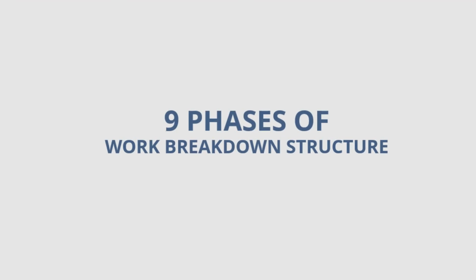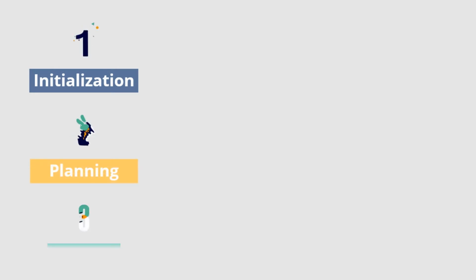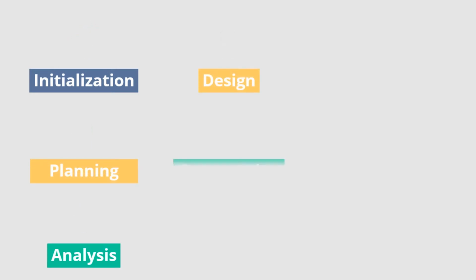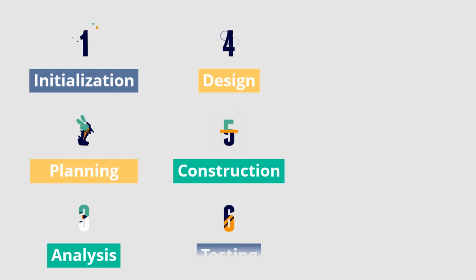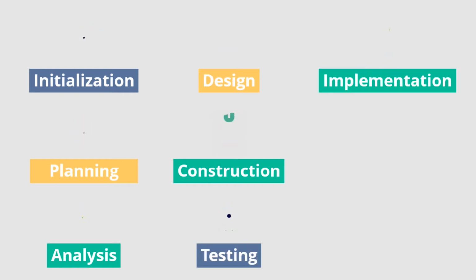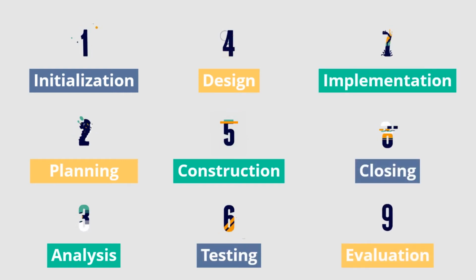We will use the Apple Copland project as the case example in making the work breakdown structure. The work breakdown structure has 9 phases: project initialization, project planning, analysis, design, construction, testing, implementation, project closing, and evaluation.